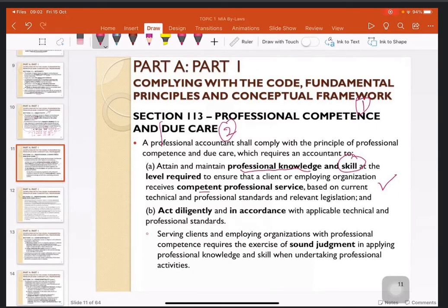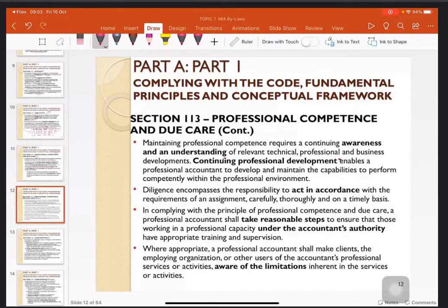You must be competent, based on the current technical standards. If there are latest changes in FRS, or if there is a new law or new regulation imposed by the government, you need to update your knowledge. So as an accountant, you also need to go for CPE, also called Continuous Professional Development. Continuous Professional Development, or CPE, is Continuous Professional Education.